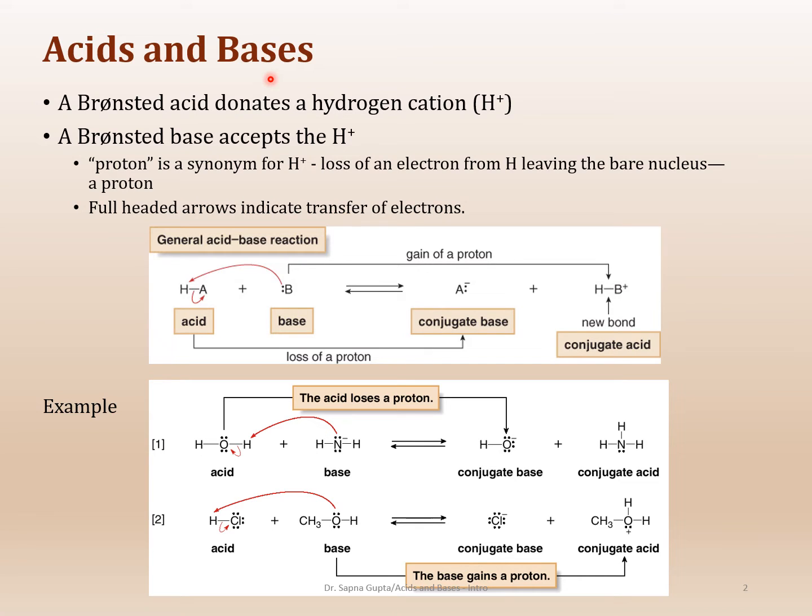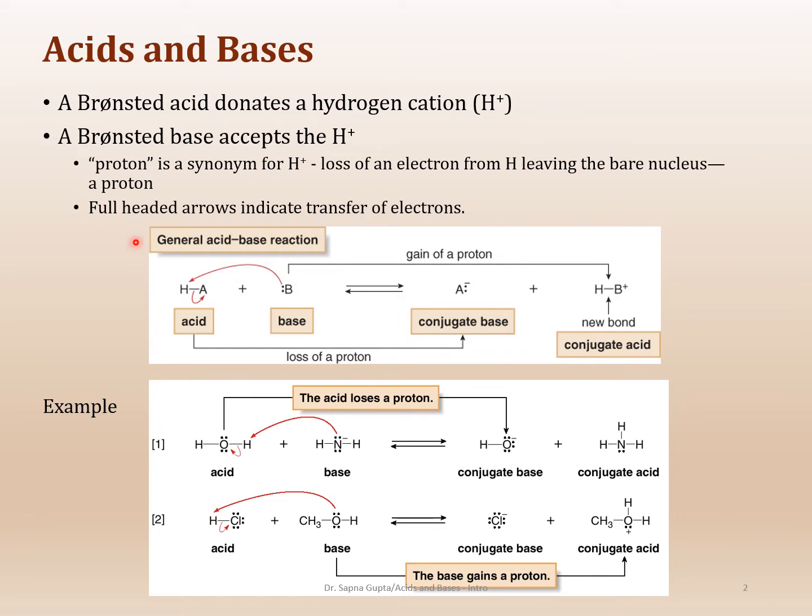The theory got revised later on, and then came the Bronsted-Lowry theory, in which Bronsted acids donate protons, H plus ions, and the Bronsted base accepts the protons, the H plus ion. Just a reminder, protons are synonyms for H plus, because hydrogen has only one electron and one proton, and since the electron has gone away, there is only a proton left. So really it's just a particle now. It's not an atom anymore. So that's what a proton is called.